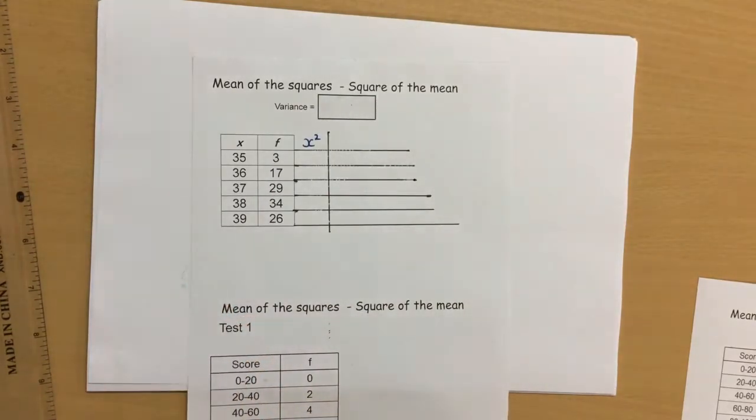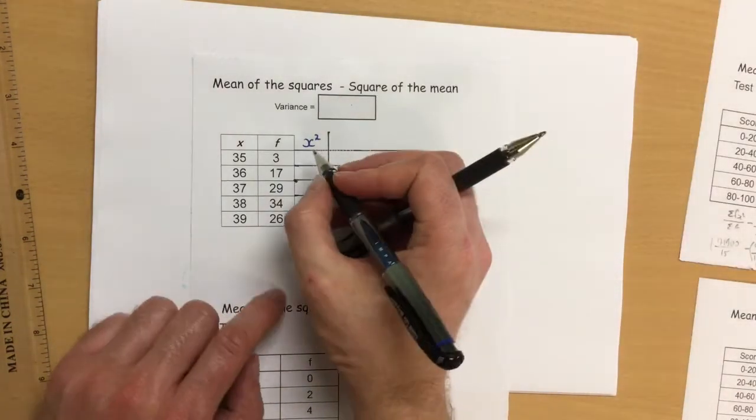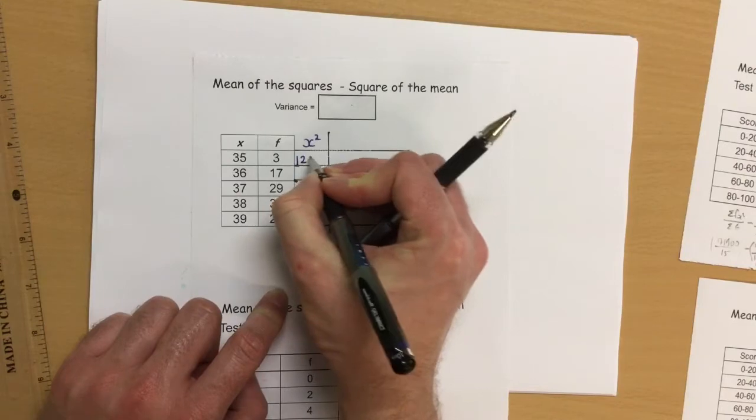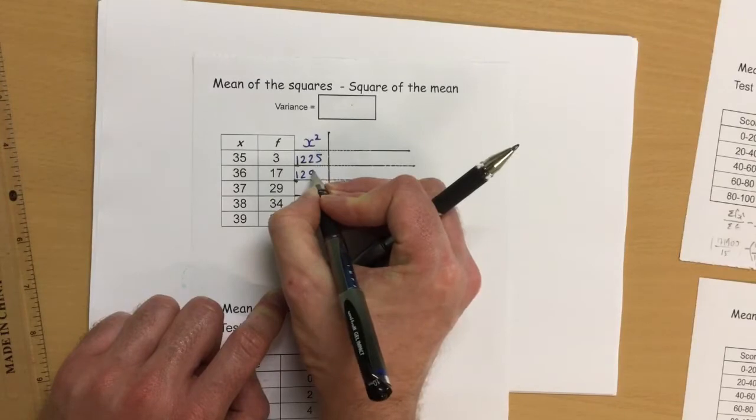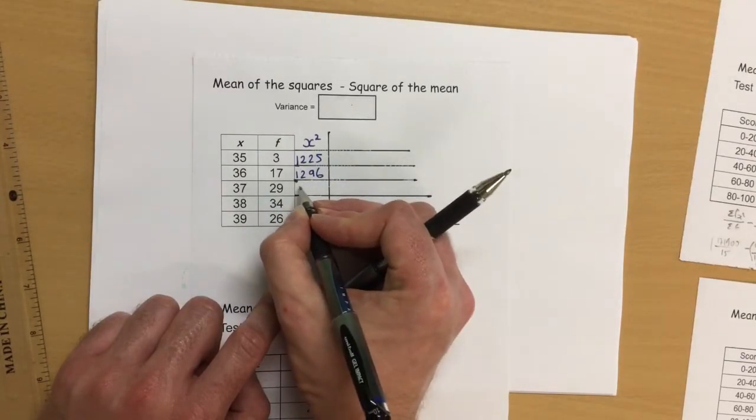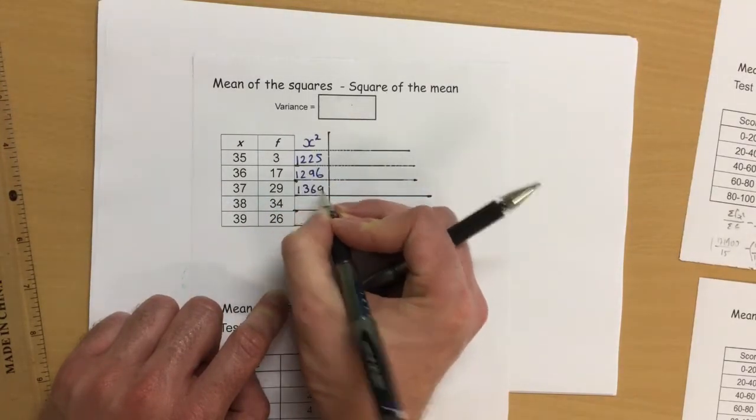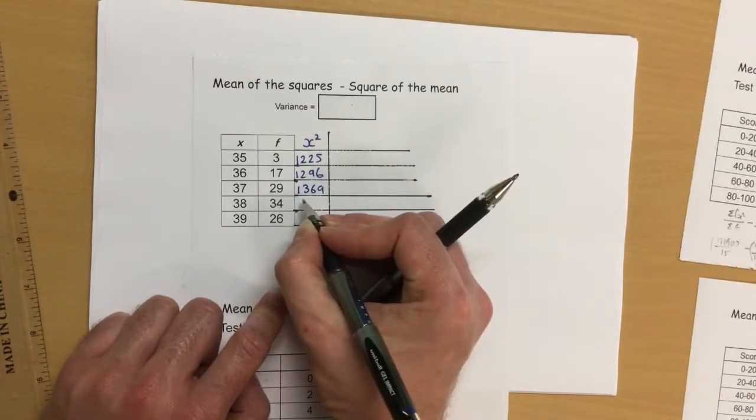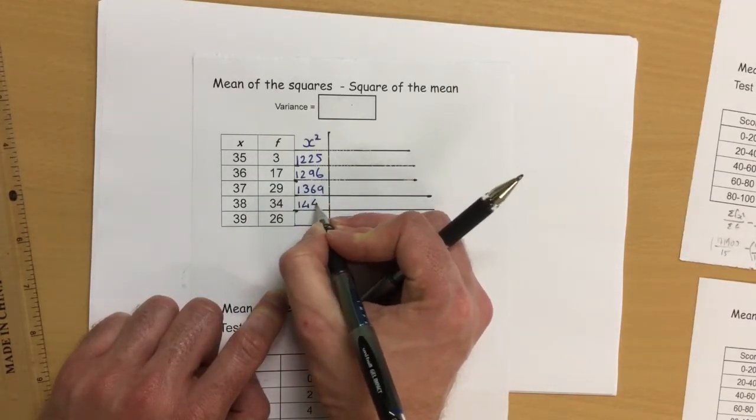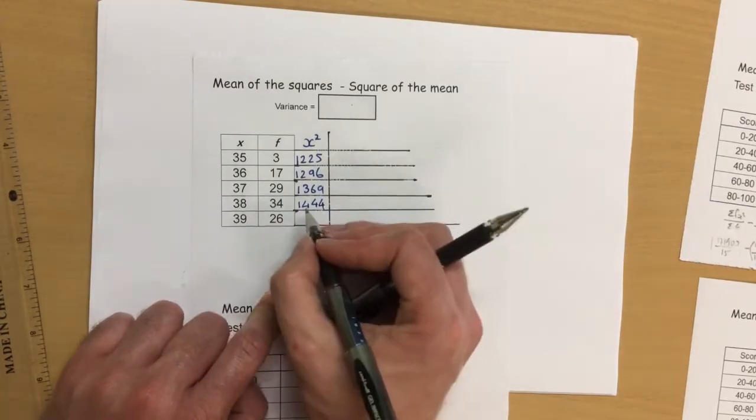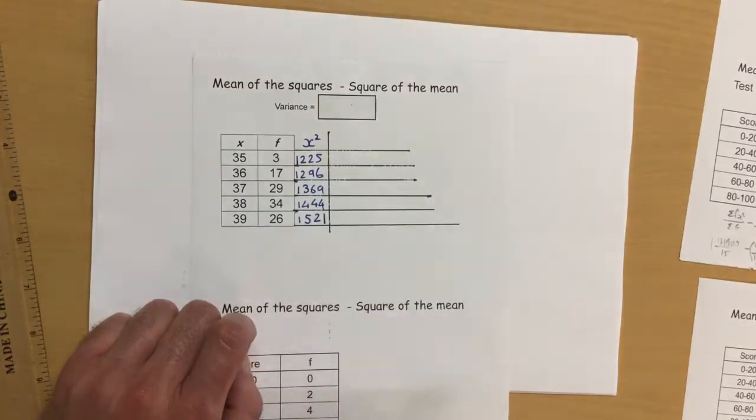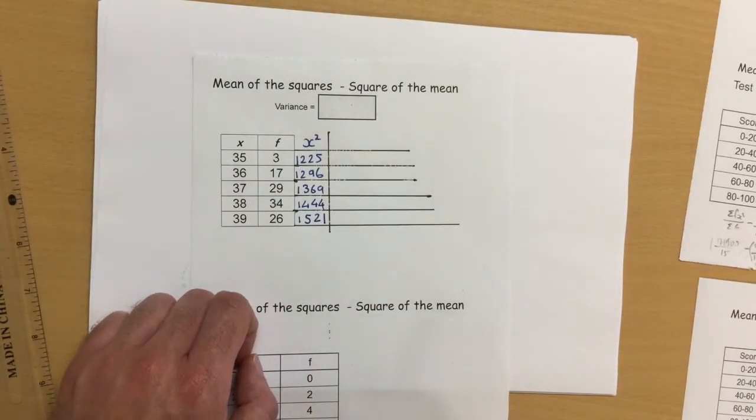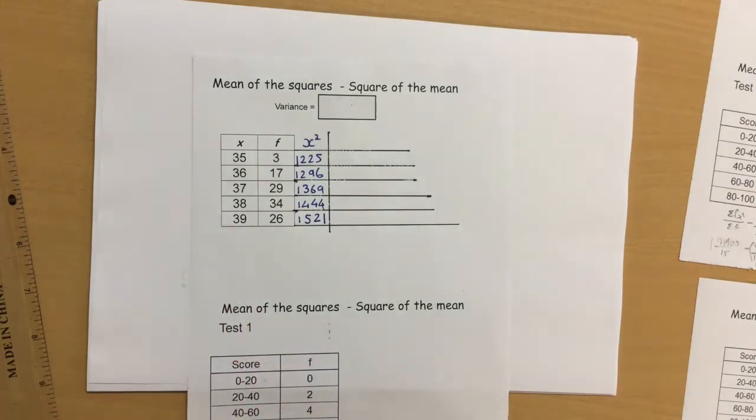And x squared is going to give us, well, 35 squared, as you all know, is 1,225. 36 squared is 1,296. 37 squared is 1,369. 38 squared is 1,444. Easy on that one. 39 squared, 1,521. So you need to find the mean of this data.